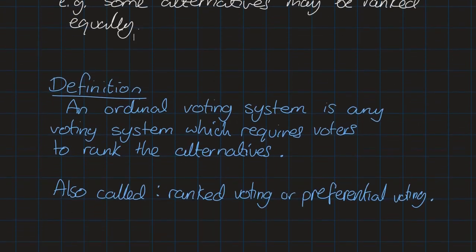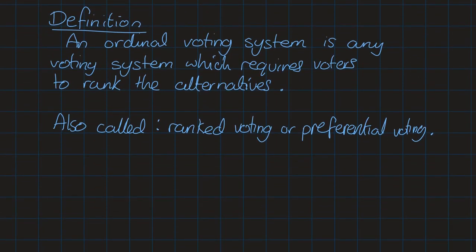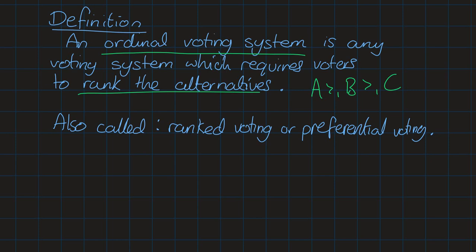so let's move on to another definition. This definition is an ordinal voting system. So an ordinal voting system is any voting system that requires voters to rank the alternatives. Okay, so this is what we've been talking about for the past few videos. I want all my voters to tell me that they think A is better than B is better than C. I want them to tell me exactly how they feel in a strict preference order. And this is an ordinal voting system. It's called ordinal because ordinal sort of means order, and I want them to give me the order of their preference.